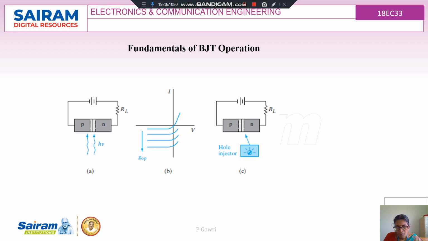As we have discussed in our previous module, a PN junction diode can be forward biased or it can be reverse biased. If the PN junction diode is forward biased, the P terminal of the diode will be connected to the positive terminal of the battery and the N region will be connected to the negative terminal of the battery. In reverse bias, the P region will be connected to the negative terminal and the N region will be connected to the positive terminal. Assume that now the diode is reverse biased.